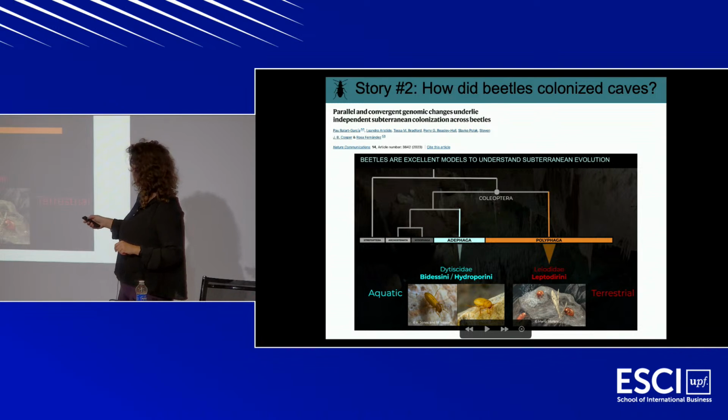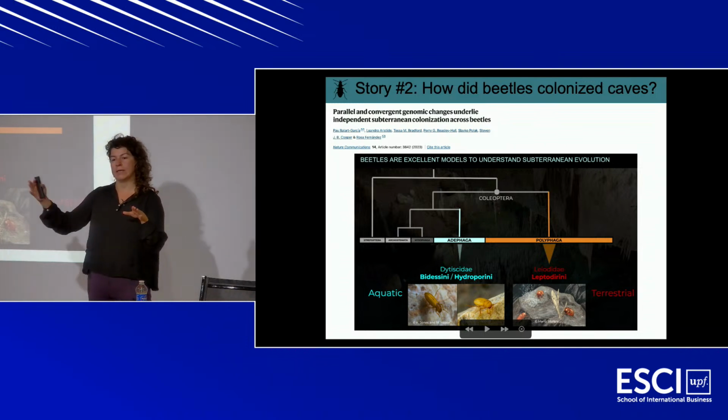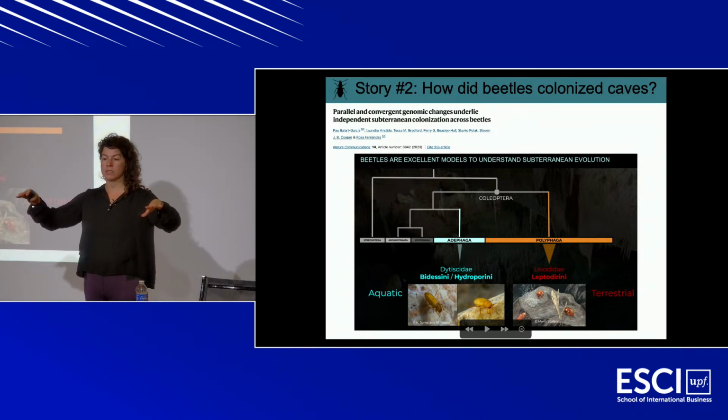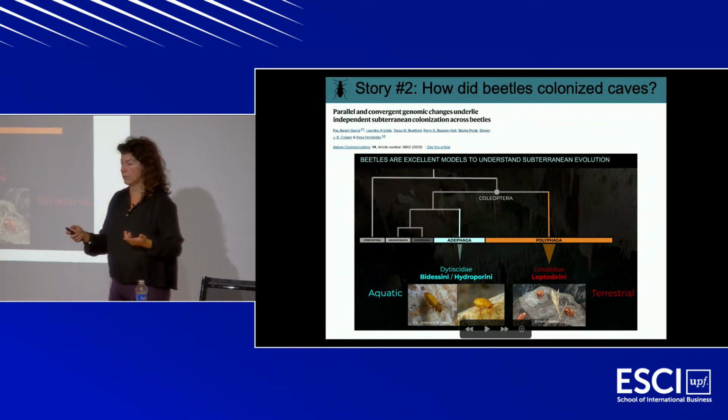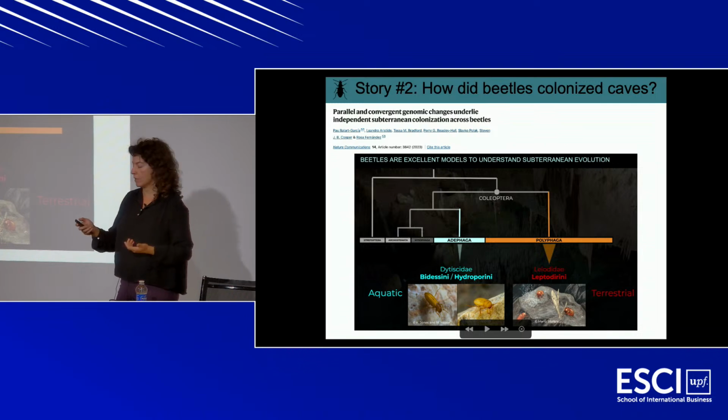They have these two main lineages called Adephaga and Polyphaga. And it is great because it has many different instances of lineages that ended up colonizing caves. So it means that we can compare surface and cave species in independent colonizations, which is great to understand how the genetic repertoire changed to adapt to caves.